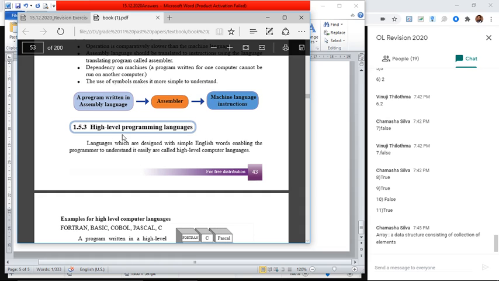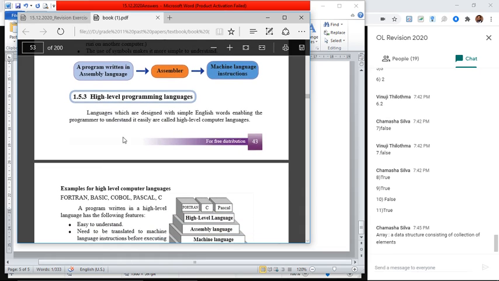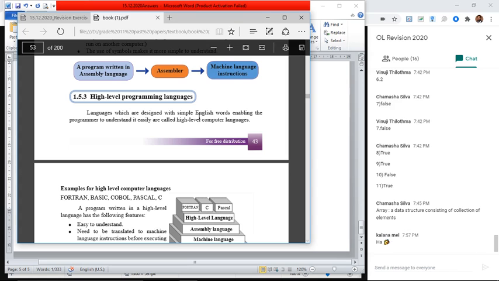Alright. Okay, high level languages. When you consider the high level languages, which are designed with simple English words enabling the programmer to understand it easily, they are called high level languages. With the help of the high level language, very easily you can understand this thing.